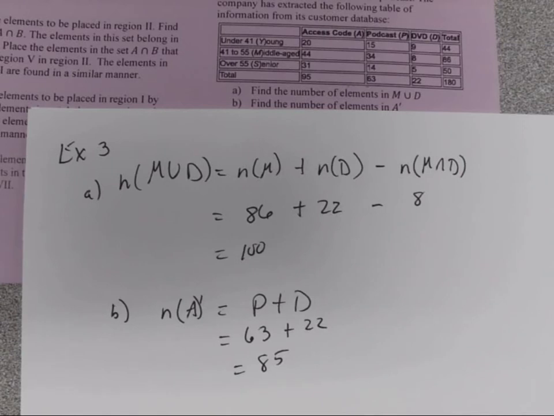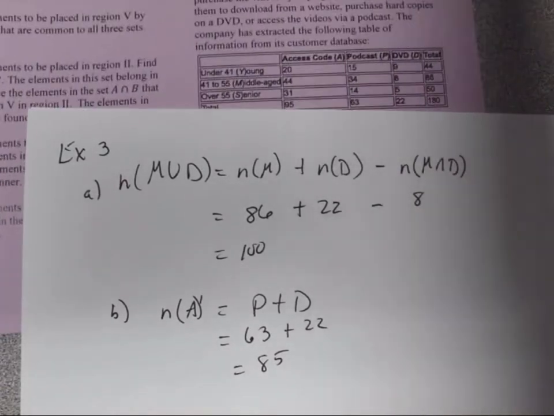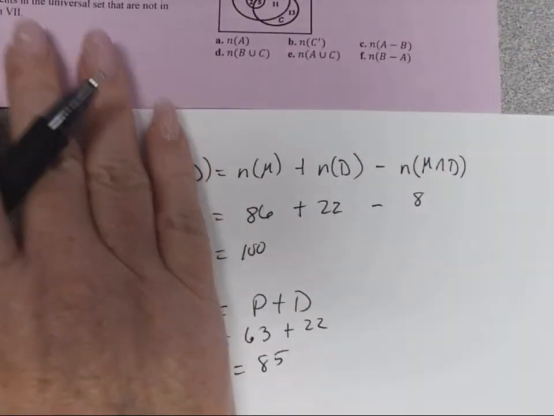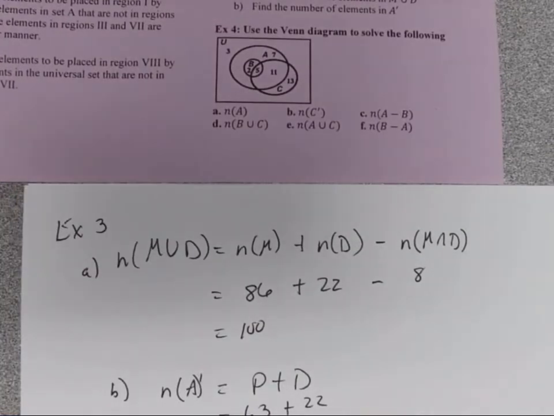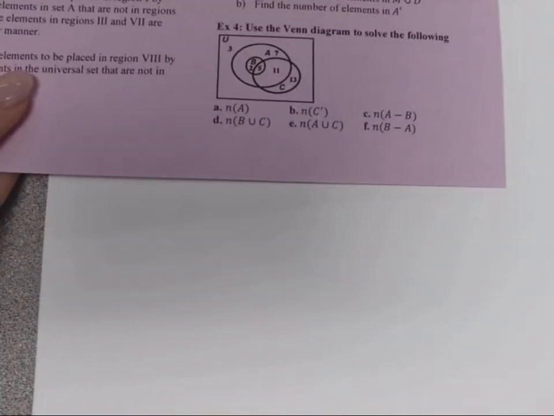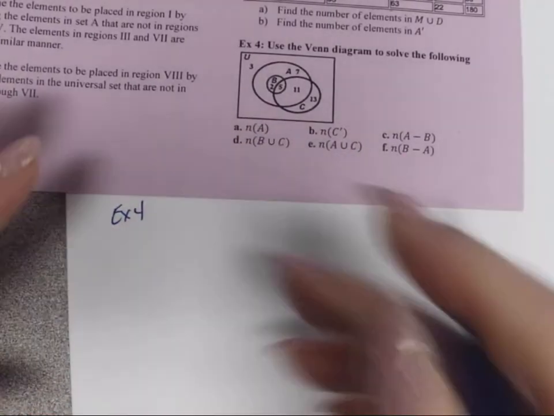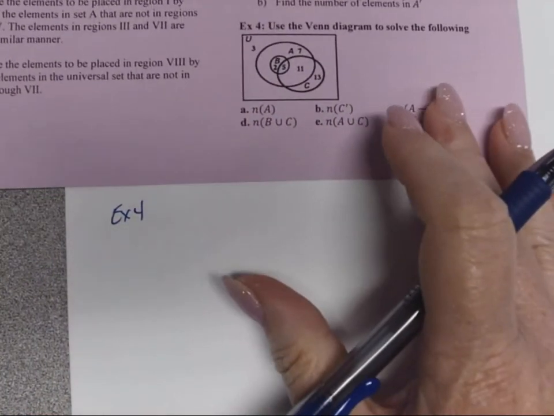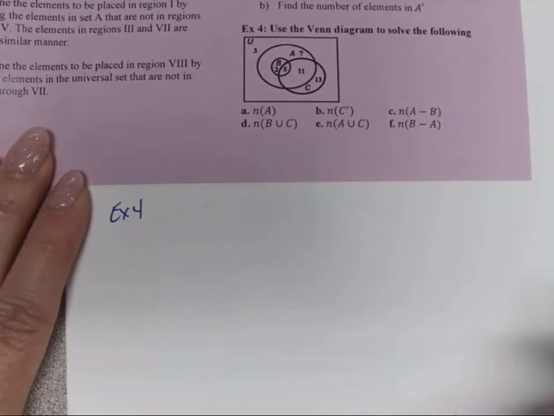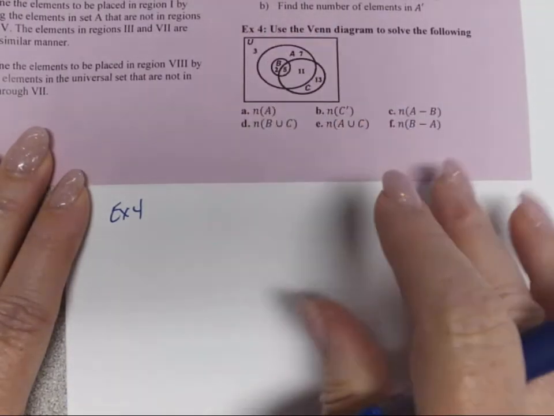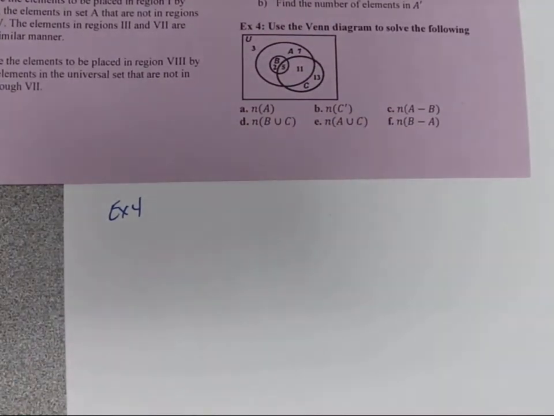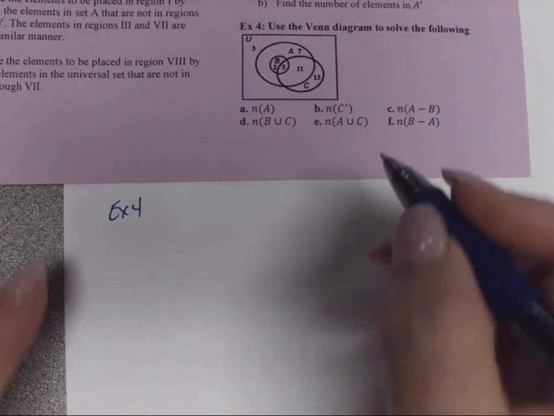All right, now let's use a Venn diagram to find out the numbers that we're looking for here. This is our last example. This will be example 4. So for example 4, we're using the Venn diagram to solve the following. So here's our Venn diagram, and we just need to use it to figure out what's going on.